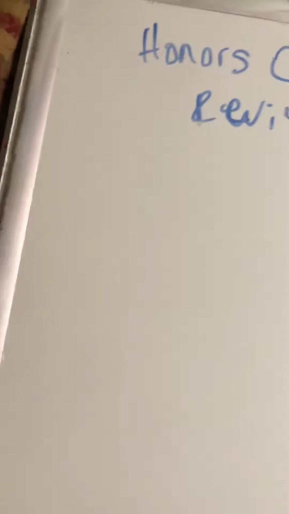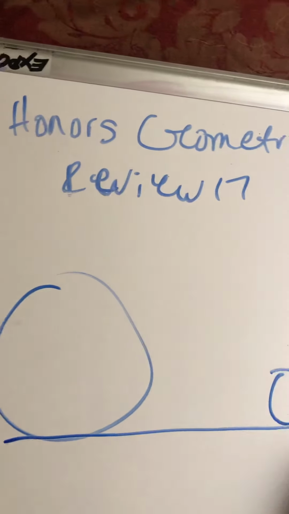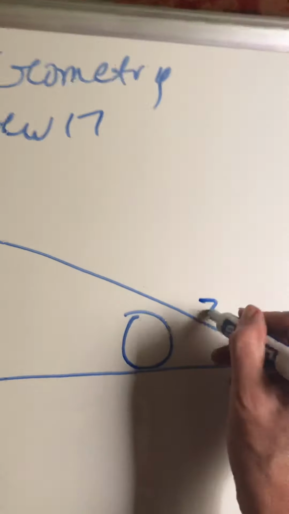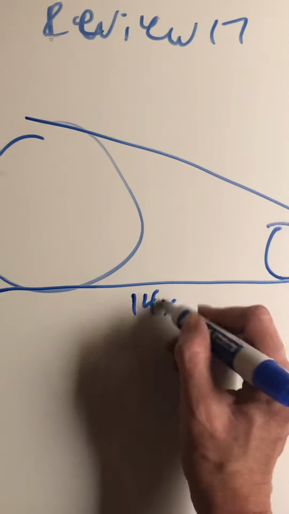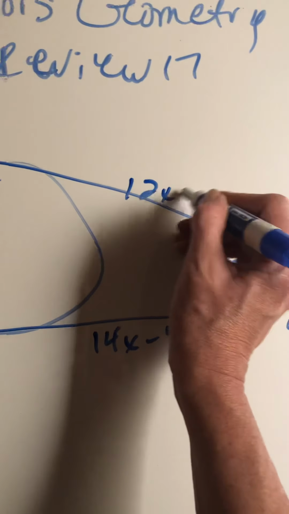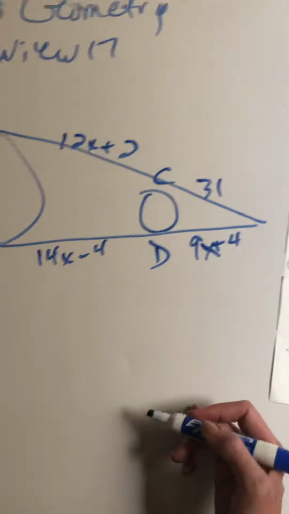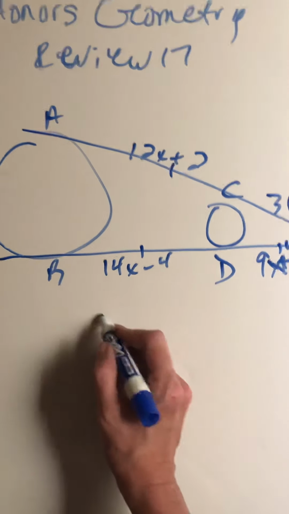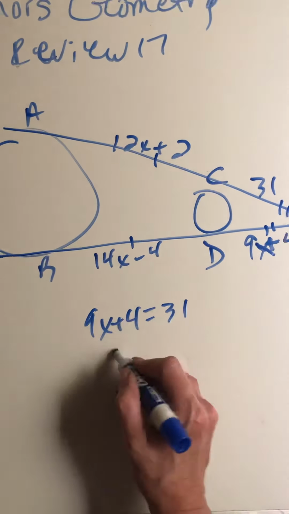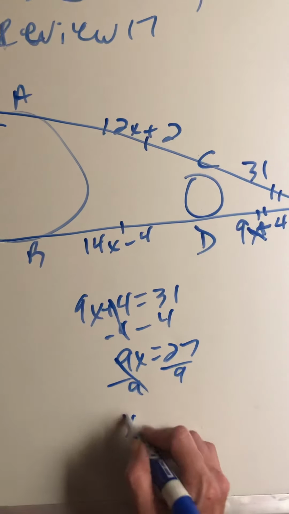Then on number 12, you've got that wheel looking thing again with your common tangents. This is 31 and this is 9x plus 4. And this is 14x minus 4, and this is 12x plus 2. And then you've got A and C and B and D. First thing you want to do is find out what x is. So remember, these two pieces are congruent. So 9x plus 4 equals 31. Subtract 4, so 9x equals 27. Divide by 9, so x is 3.